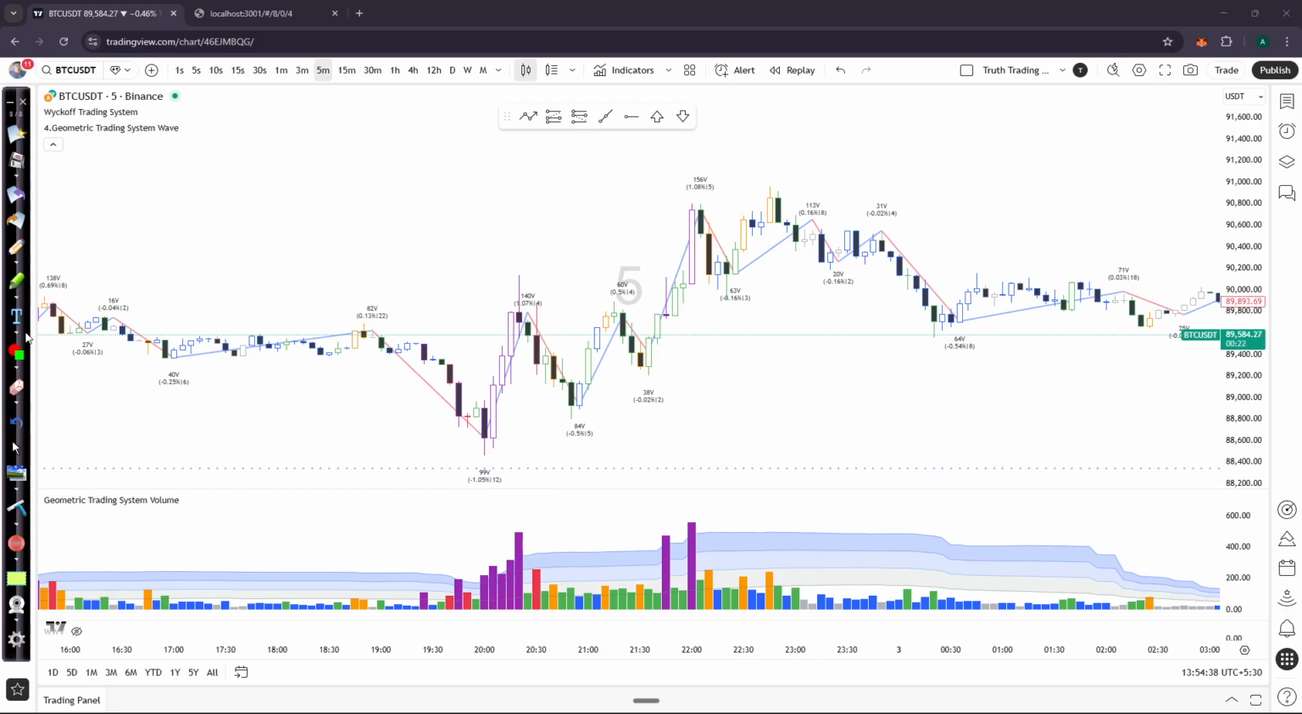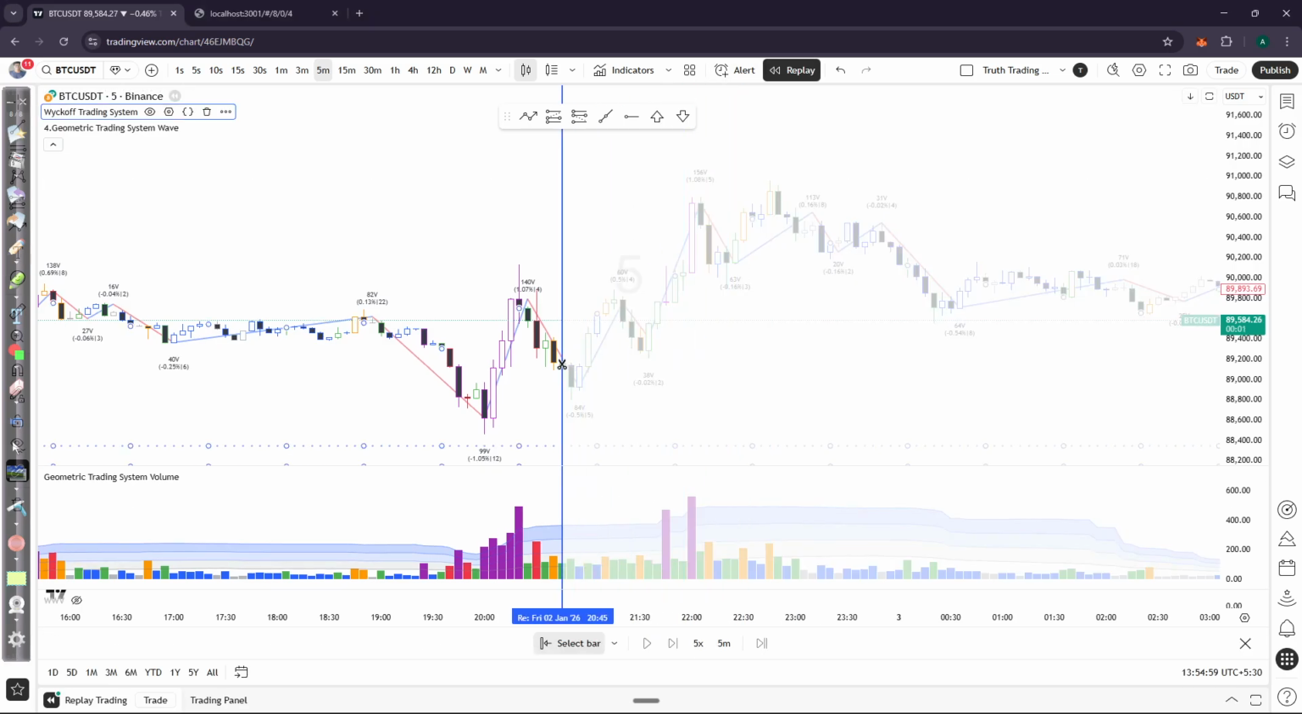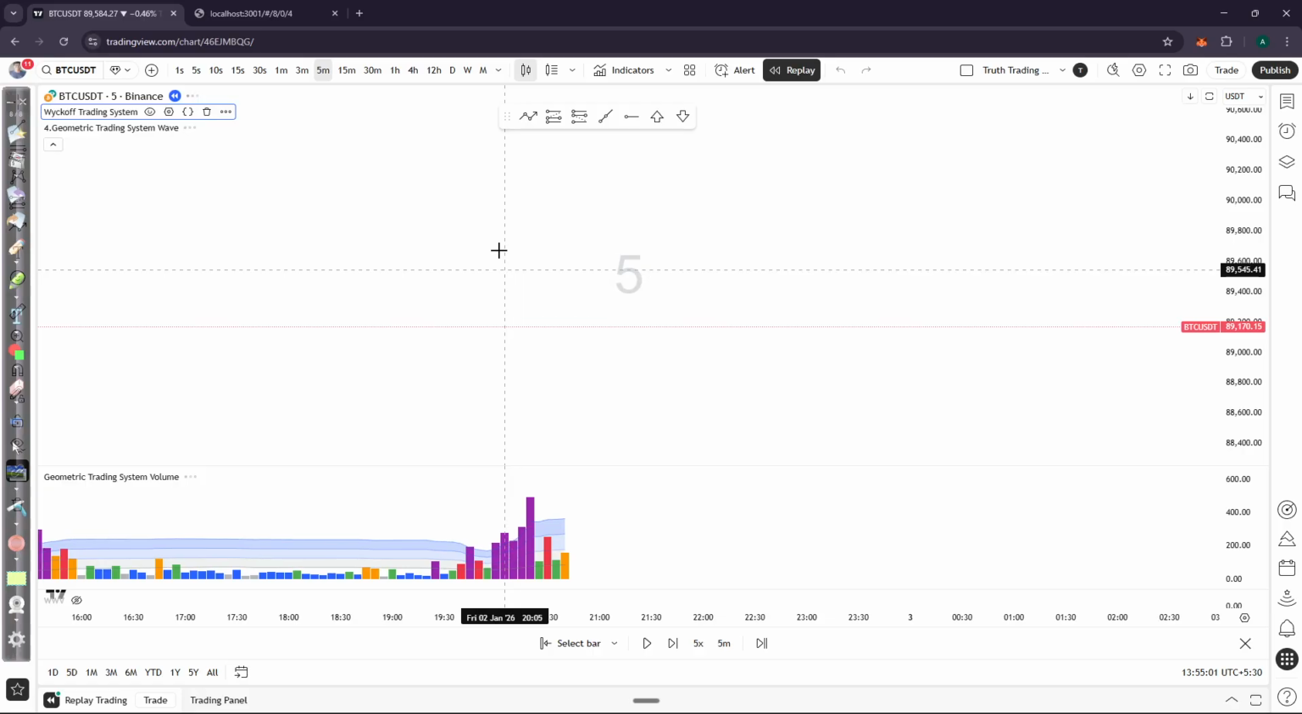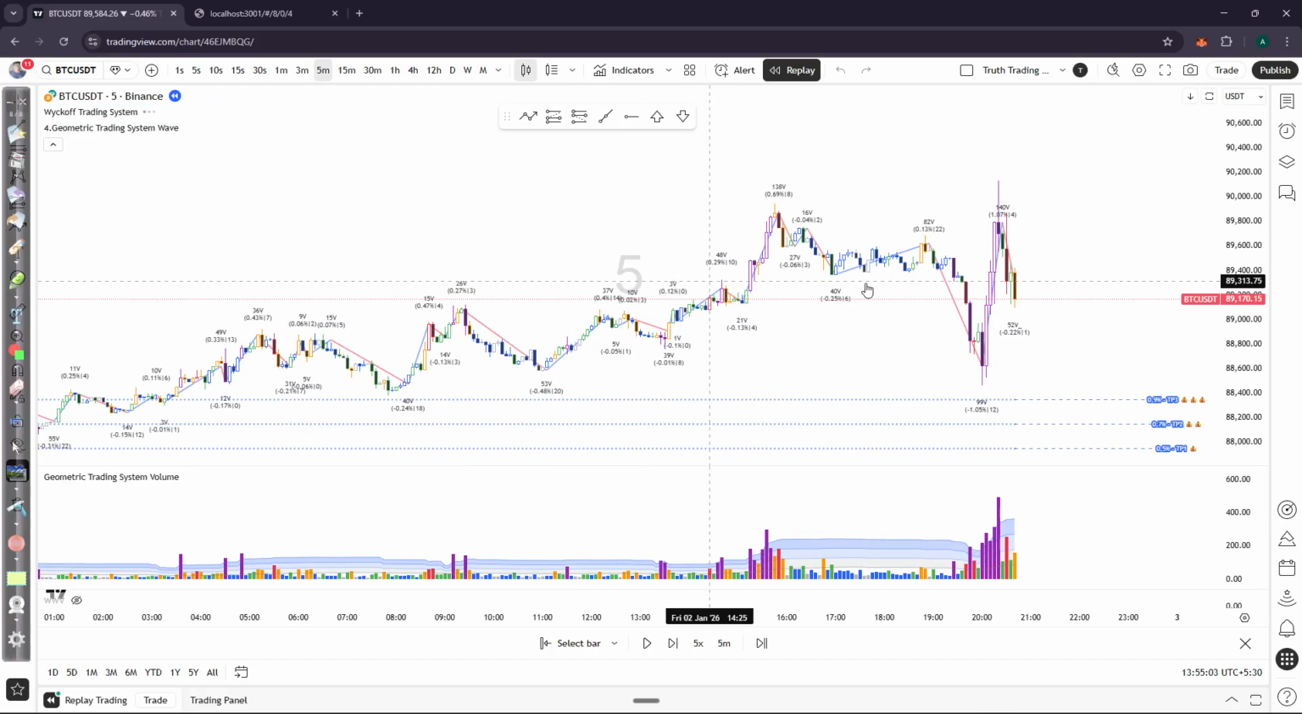Okay, so what does this tell us? There is more effort on the upside than the downside, and demand is overcoming supply. Even from simple counting, we can deduce that the market wants to go higher. Okay, and we can do it like this.